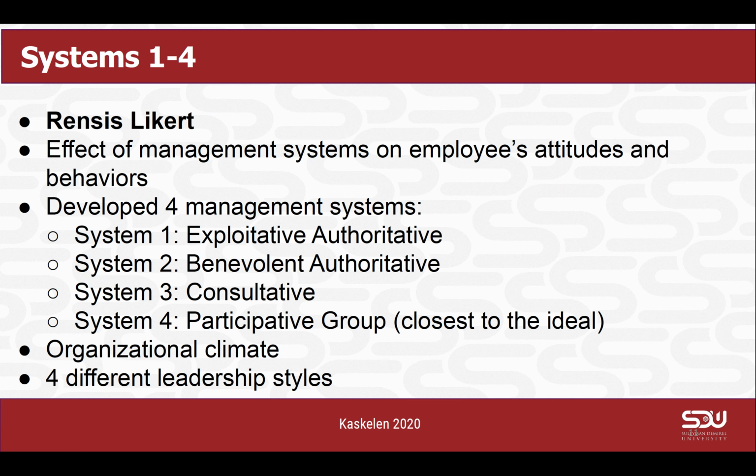Rensis Likert proposed Systems 1 to 4. And he studied how management systems affect employees' attitudes and behaviors. So basically, these four systems are pretty much four different leadership styles or related organizational climates, right? So System 1 is exploitative authoritative. The name speaks for itself. System 2 is benevolent authoritative. System 3 is consultative, and System 4 is participative group. Okay, so according to Likert, System 4, participative group, was closest to the ideal one.